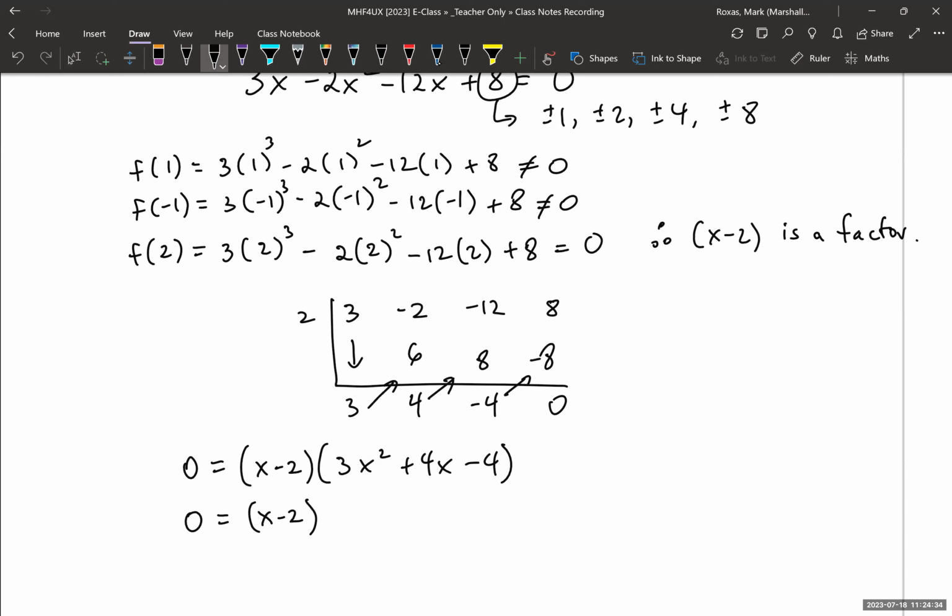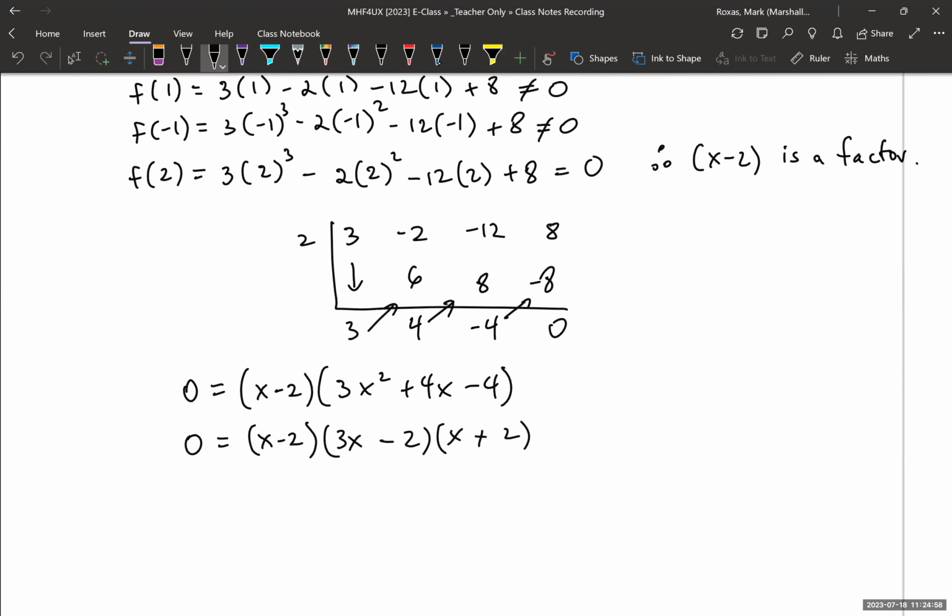So x minus 2, 3x squared. Let's see, we're going to have a 3x, and we're going to have an x, right? And how do we get a minus 4 at the end? Well, we're going to have a 2 times 2, minus 2, minus 2. No, one of them will have to be plus, right? So 2 times 3 is 6x, minus 2x is positive 4x in the middle. So that works. Okay, so then we have now 3 solutions.